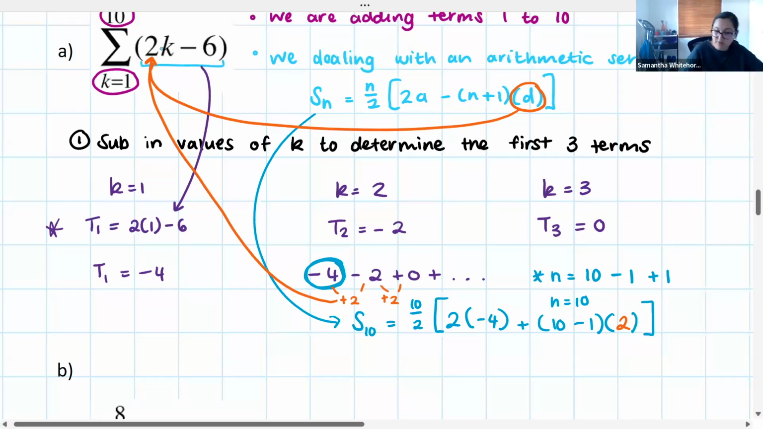Right, and then obviously remember, once you've got all of that, you chuck it into your calculator and you get an answer. So I'll give you 10 seconds, put that into your calculator and tell me what the sum of your first 10 terms is.